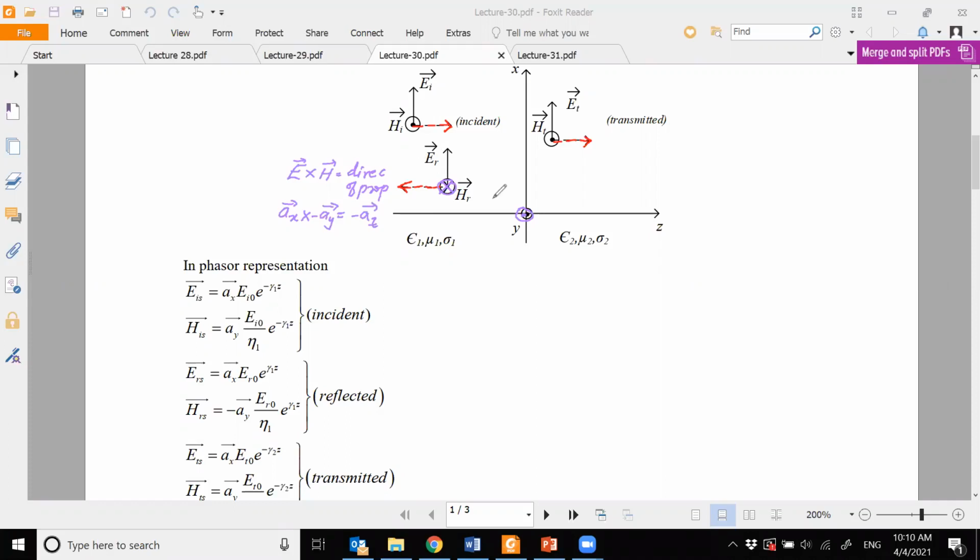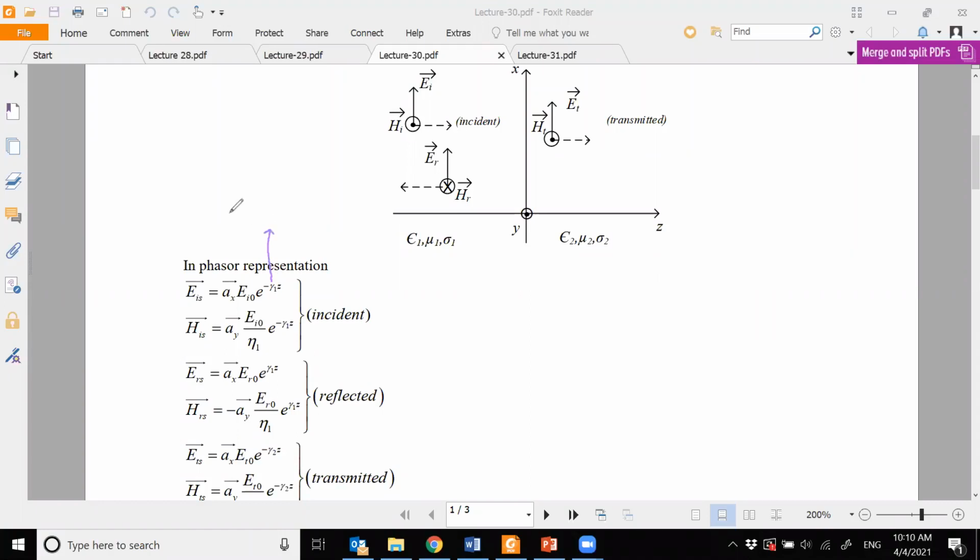Once we have formulated our diagram, we are now writing our expressions, and again we are following the phasor notation. What will be the incident electric field? It is EIS, where S corresponds to the phasor, the direction is AX, and the incident field amplitude is EI0, e to the power of minus gamma 1Z, where gamma 1 is the propagation constant.